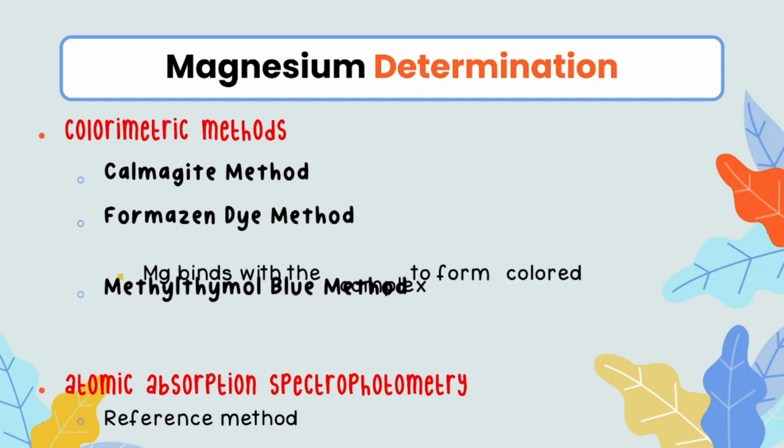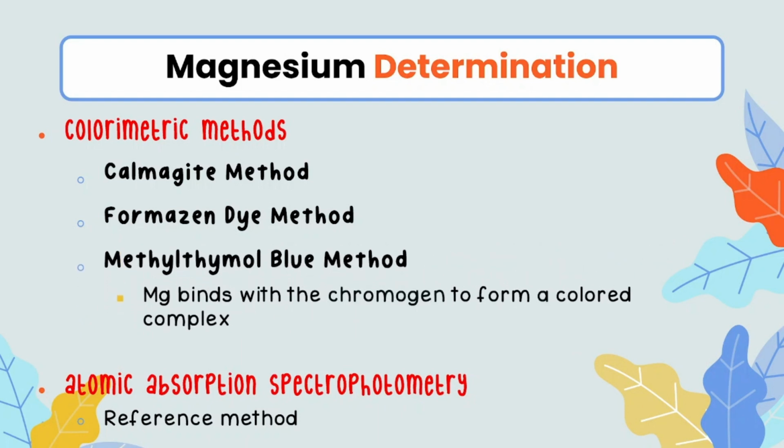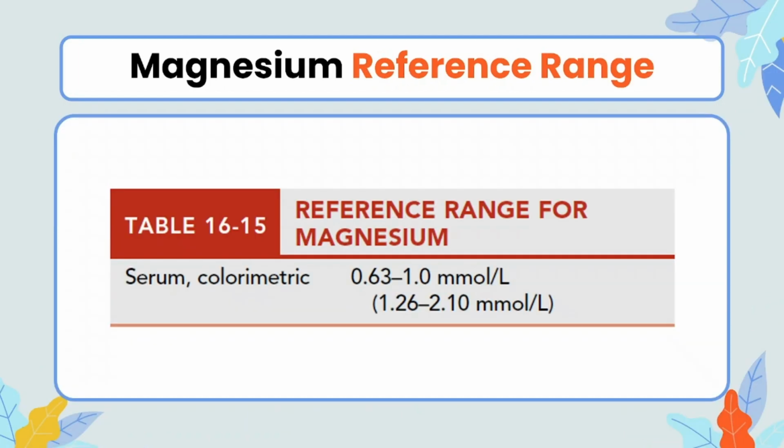And then for your methylthymol blue, your magnesium will bind to this chromogen. So, of course, the chromogen that is being referred to here is your methylthymol blue. And from the name itself, methylthymol blue, blue yan po yung ating color na ma-produce here in this method. So, yun lang po for your magnesium. Then, your reference range for your serum is 0.63 to 1 millimoles per liter.